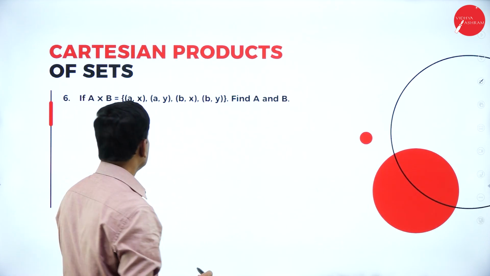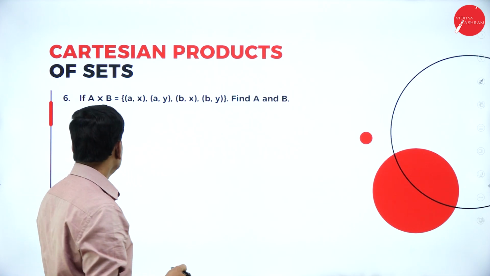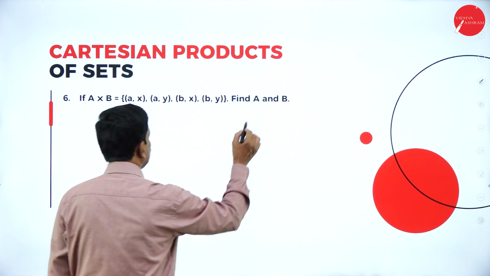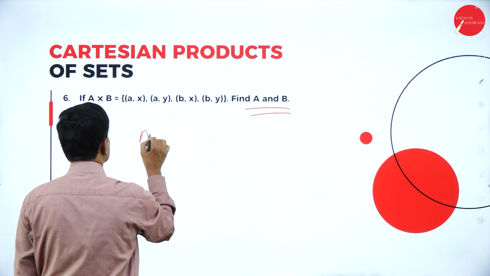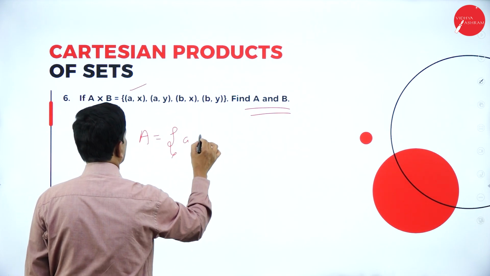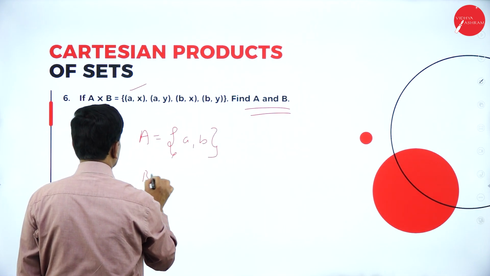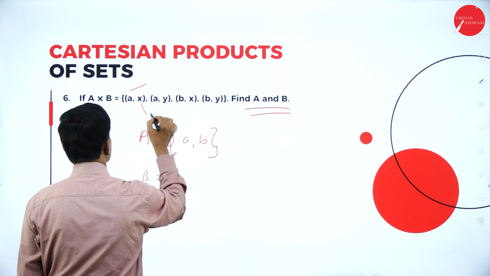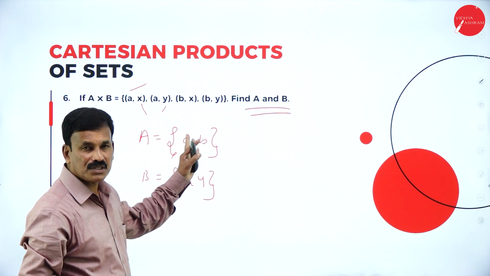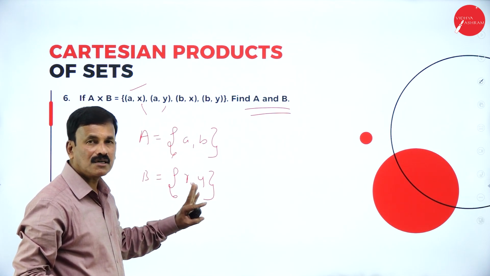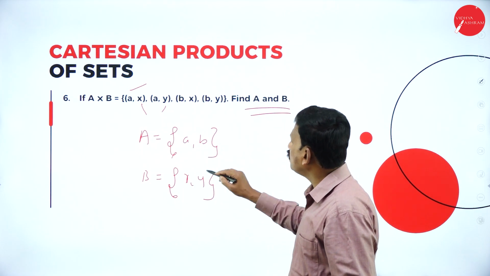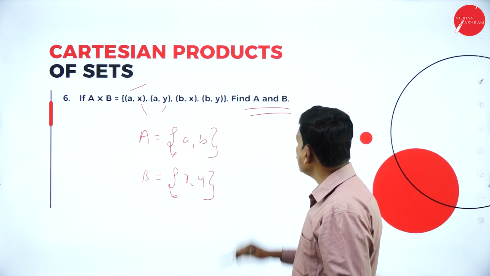If A × B is equal to {(a, x), (a, y), (b, x), (b, y)}, the Cartesian product is given, find A and B. So what is A and B? A is nothing but the set of all first elements of the Cartesian product, that is, {a, b}, whereas B is nothing but the set of all second elements, that is, {x, y}. So the set of first elements of the Cartesian product is A and the set of all second elements is B. Therefore A is equal to {a, b}, whereas B is equal to {x, y}.